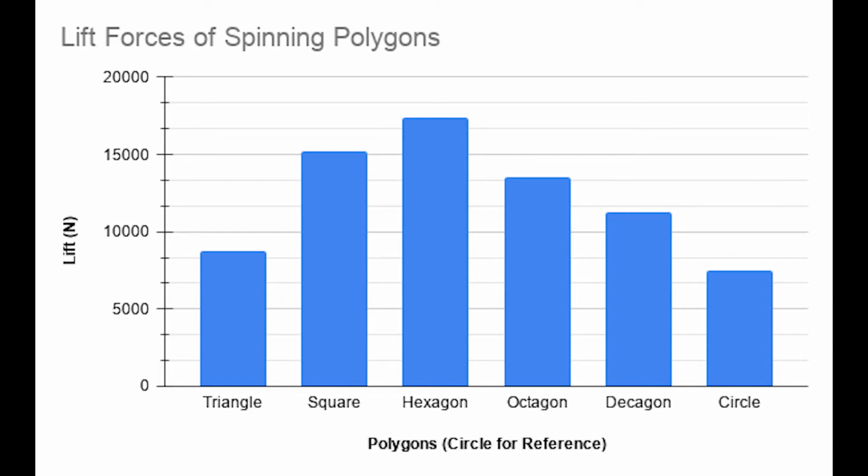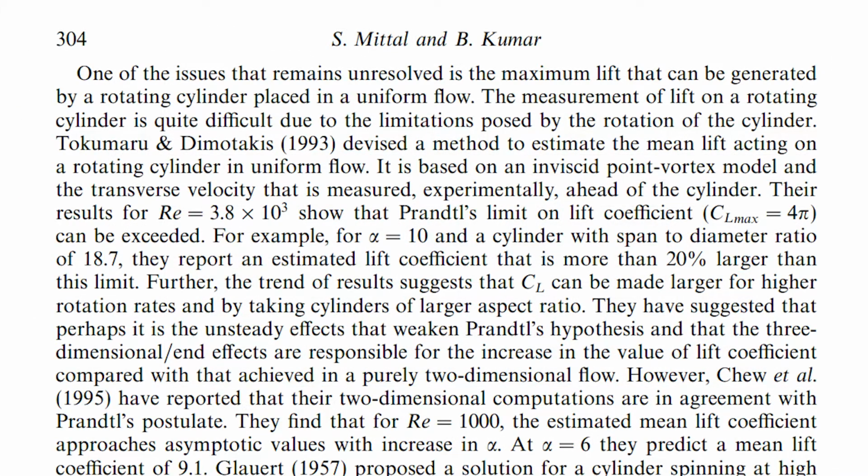While this was proven to be a reasonable ratio for the Magnus effect, our model created lift coefficients in the square, hexagon, octagon, and decagon that exceed the Prandtl maximum lift coefficient of 4 pi. This has been proven to be exceeded in certain flow situations, however, this is not well understood. Ideally, in future simulations, this should be accounted for and sufficiently adjusted so that this lift ceiling is not exceeded.